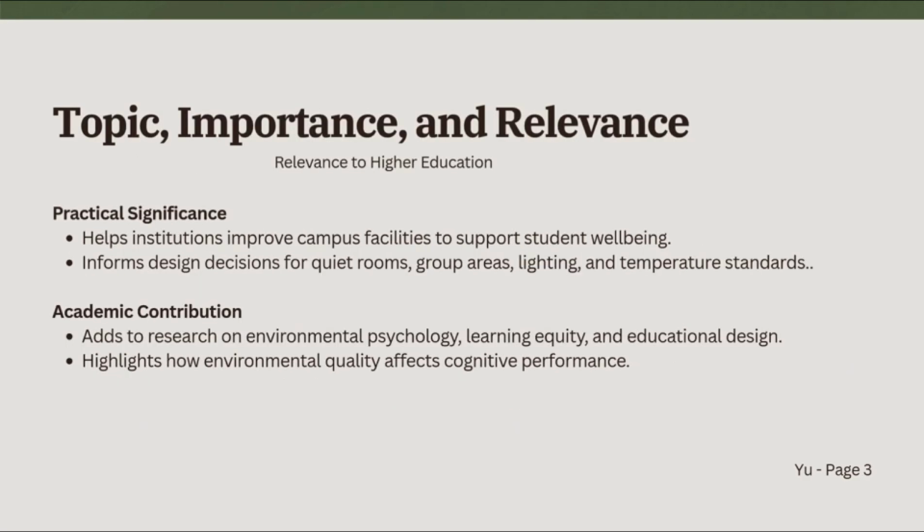Our research is also relevant at the broader level. Universities invest heavily in campus design, but they don't always have student-centered evidence about which environmental factors matter the most. By studying this relationship, we can contribute ideas that help improve study spaces, support student well-being, and promote learning equity. This research also adds to existing work in areas like environmental psychology and educational design.